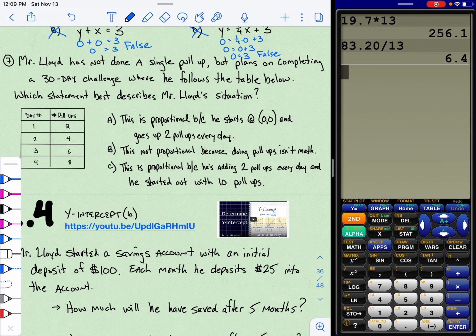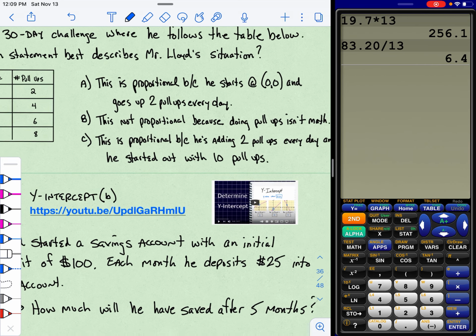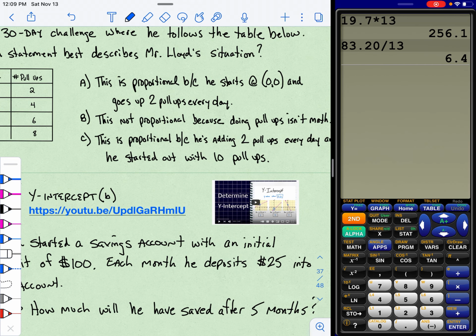And then finally, Mr. Lloyd has not done a single pull-up, but plans on completing a 30-day challenge where he follows the table below. By the way, not done a single pull-up. That means I'm probably starting 0 days, 0 pull-ups. So hint, hint, that's proportional. Which statement best describes Mr. Lloyd's situation? It is proportional. It's not proportional. We're going to get rid of that one because of the 0, 0 piece.